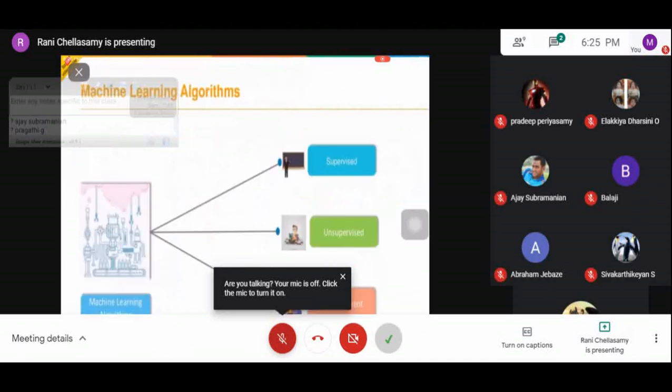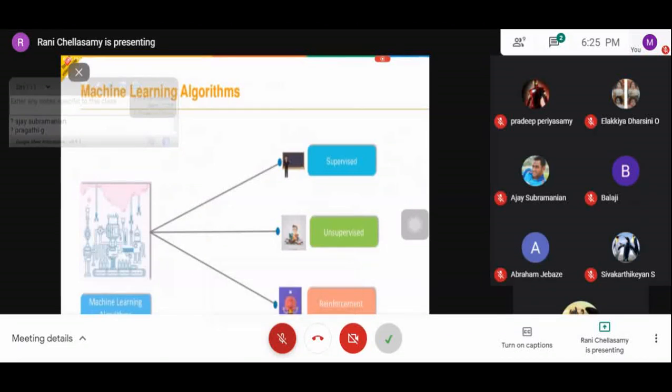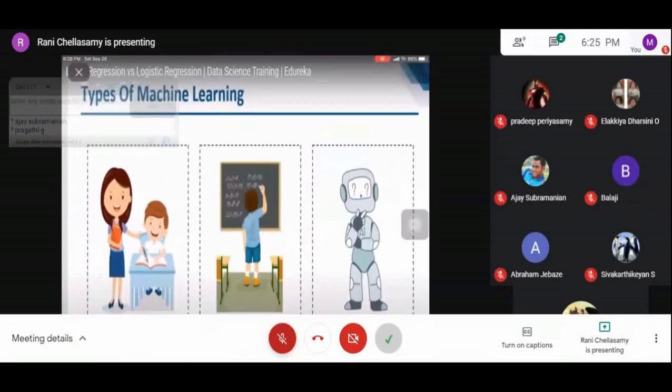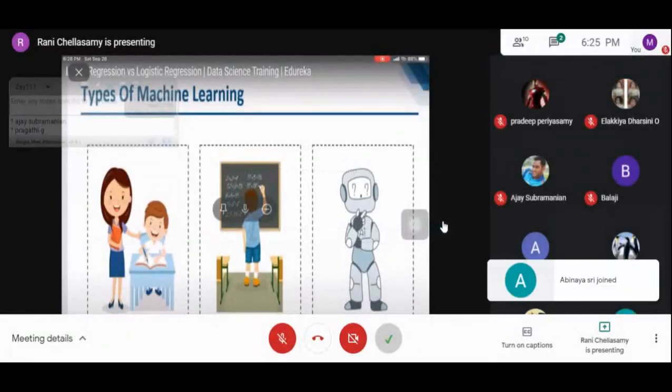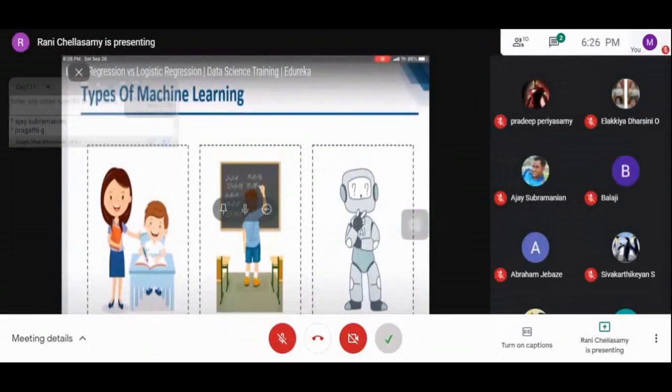Okay, so already we have dealt with the types of machine learning algorithms. It is classified into three types. One is supervised learning, the other one is unsupervised, and reinforcement learning. So here the types of machine learning are pictured. From the picture itself, you can easily keep in mind what is meant by supervised, unsupervised, and reinforcement. So coming on to the supervised learning, the machine learns under guidance.